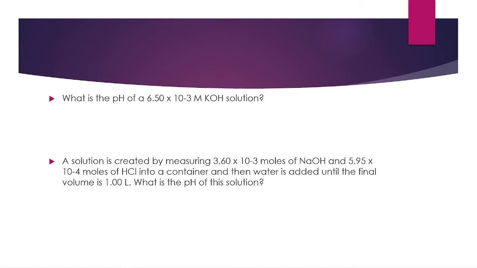All right, next, what is the pH of a 6.5 times 10 to the negative 3 molar KOH solution? So again, it's giving you the molarity of the base this time. So this time we don't know the number of H's that there are, we know the number of OH's. So we're going to look at the pOH. So give yourself some time. Try and answer both of these questions, then we'll go through the answers.